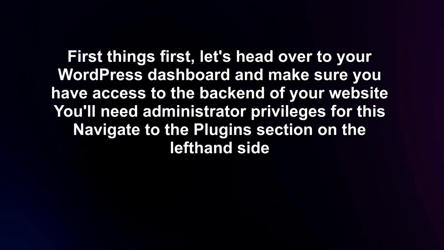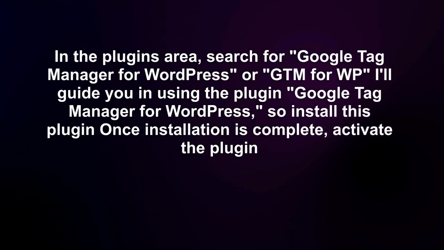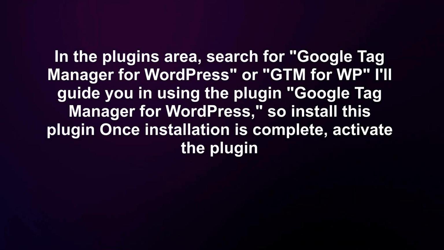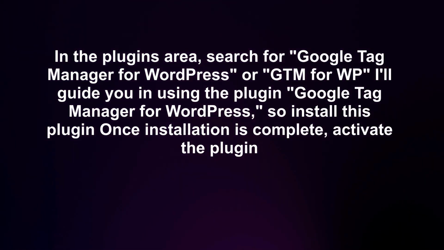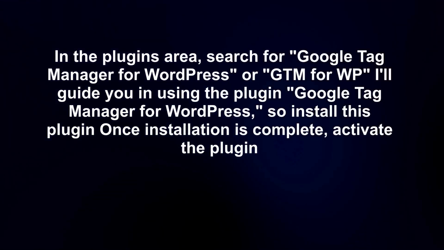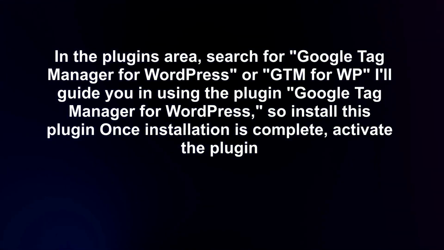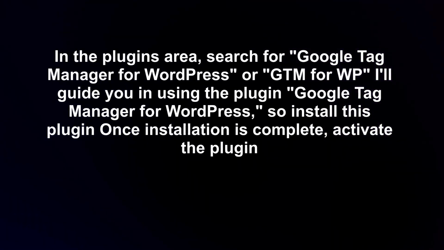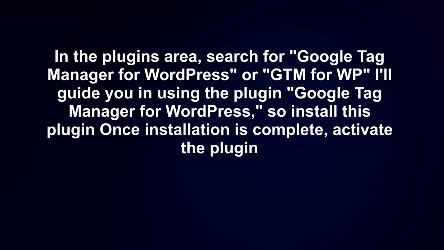Navigate to the plugins section on the left-hand side. In the plugins area, search for Google Tag Manager for WordPress or GTM for WP. I'll guide you in using the plugin Google Tag Manager for WordPress. So install this plugin. Once installation is complete, activate the plugin.